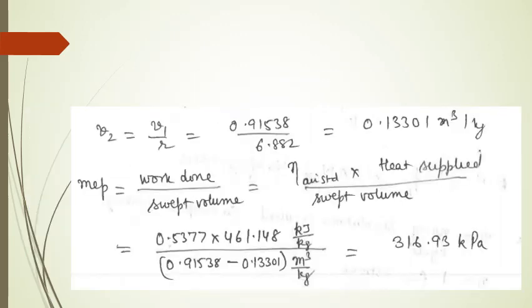Now since V1 upon V2 is equal to R, we have found out the value of V2 equals 0.13301 meter cube per kg. Now the value of mean effective pressure can be calculated with the help of the formula work done upon swept volume, and work done is equal to air standard efficiency into heat supplied. The mean effective pressure comes out to be 316.93 kilopascal.